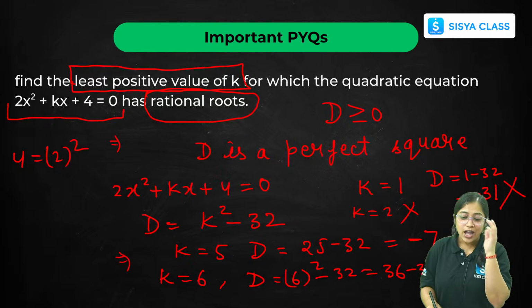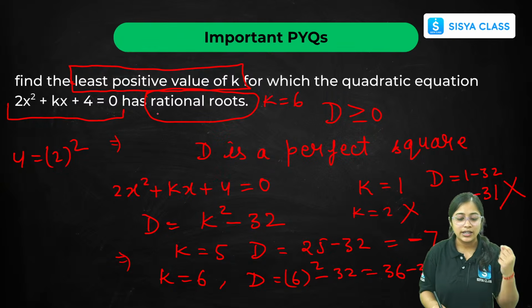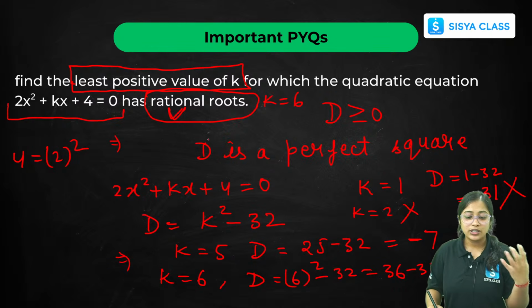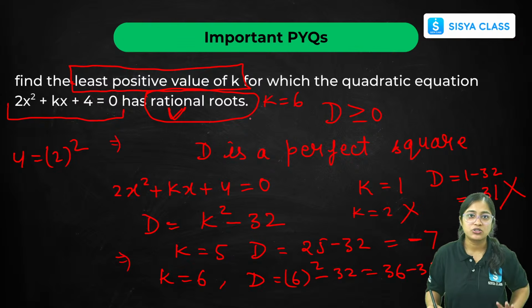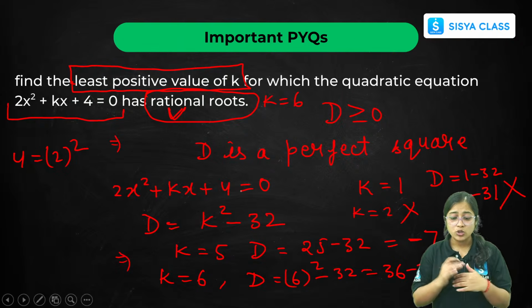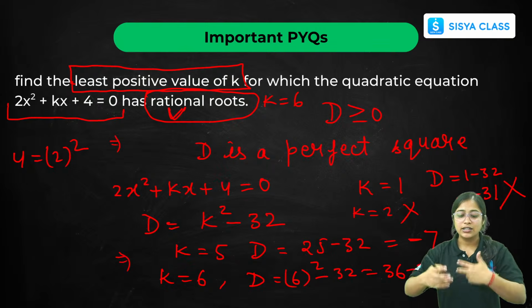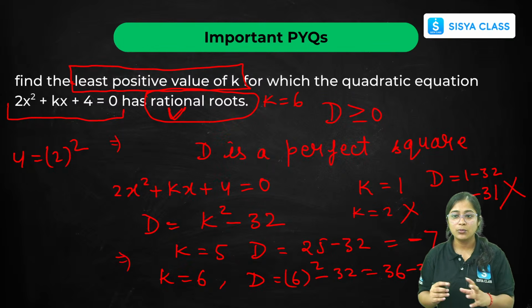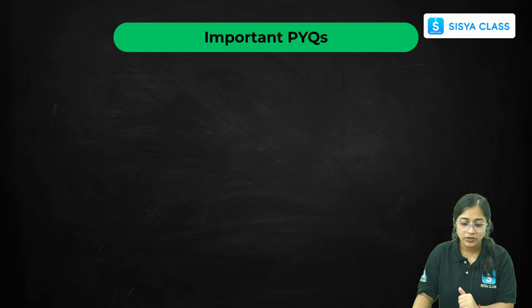So for k equal to 6, D is a perfect square and it has rational roots. You can calculate the roots also for k equal to 6, and you will get rational roots. So whenever they are asking for rational roots, try to make D a perfect square. If your D is a perfect square, then your roots will be rational roots. I hope this question is also clear to everyone.